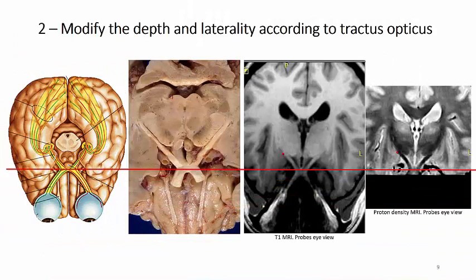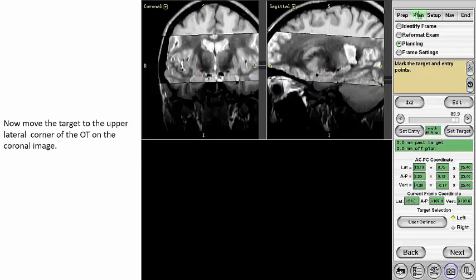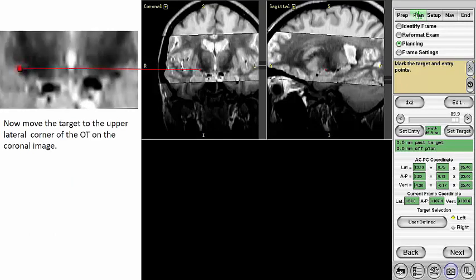In the second step, we'll modify the depth and laterality according to the optic tract. Here we see the close relationship between the optic tract and the GPI in the coronal target plane. And here we see it in several different projections. The optic tract is seen in brown and the GPI in blue. Now we move the target to the upper lateral corner of the optic tract on the coronal image.